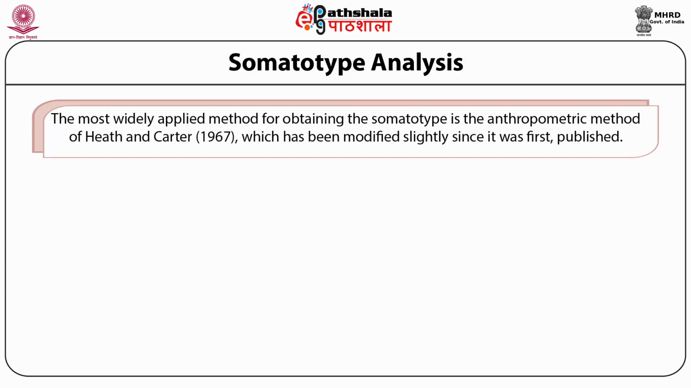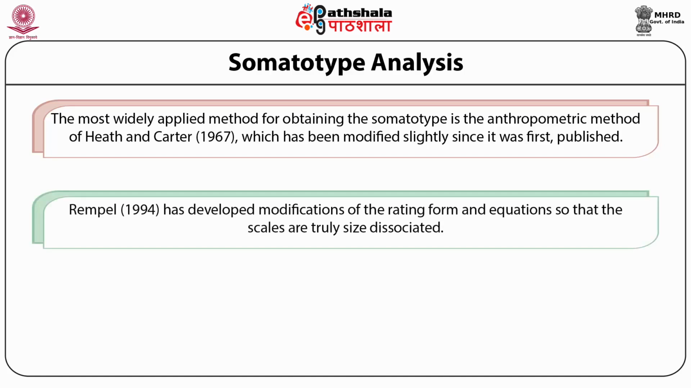The most widely applied method for obtaining the somatotype is the anthropometric method of Heath and Carter, which has been modified slightly since it was first published. Important changes include the conversion to a rating form in metric units, the use of height adjustment for endomorphy, which is now standard procedure, and the use of equations instead of the rating form to calculate the component ratings. Recently, Rempel has developed modifications of the rating form and equations so that scales are truly size dissociated. His modifications are sound, and when tested further, they will probably be accepted as a preferred method for calculating somatotype rating.